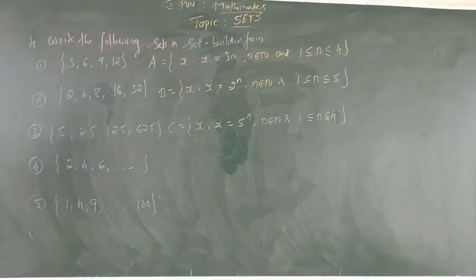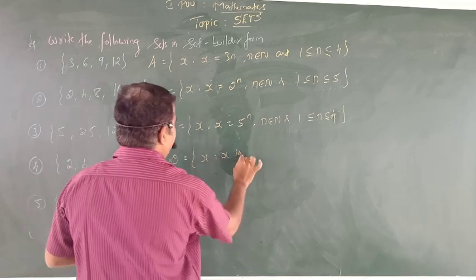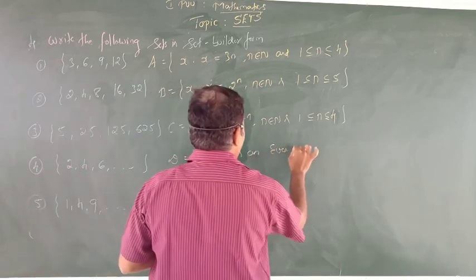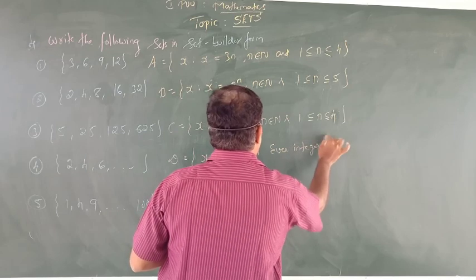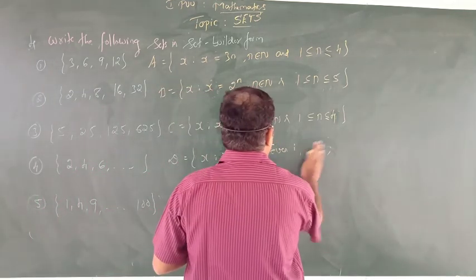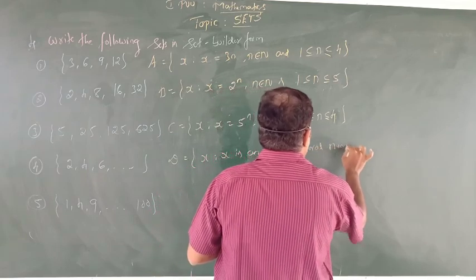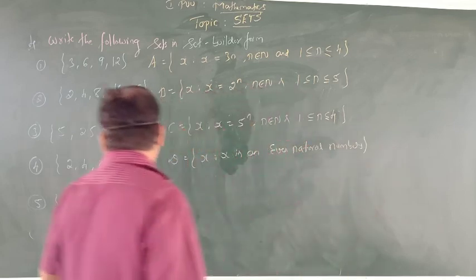Okay. Let me go for the next one, the fourth one. It is a set of all even integers. It is a set of all even natural numbers. You can write D equals x such that x is an even integer. You can write like this: even integers or even natural numbers. So both will be the same. Even natural numbers you can also write.